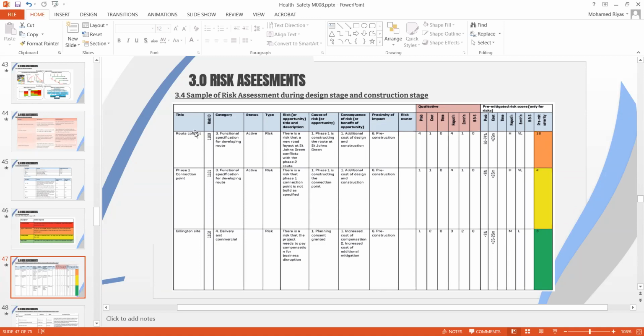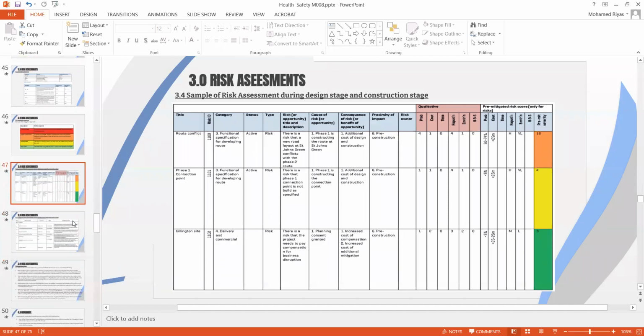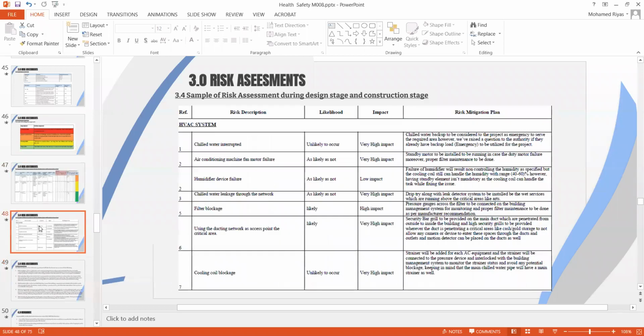You start with the code and title and more about the risk, then you rank it with the cost impact, the likely case scenario and the severity of the risk. This is the typical risk assessment register and template.